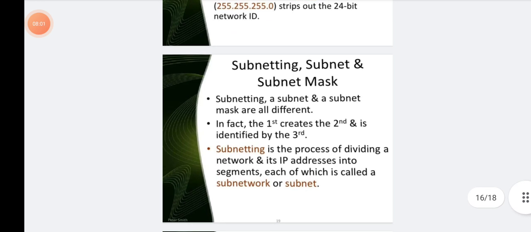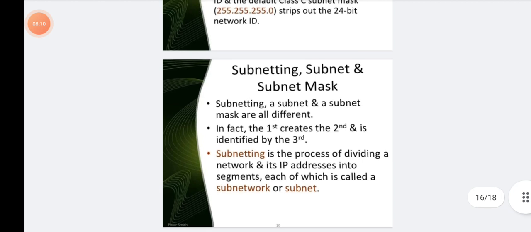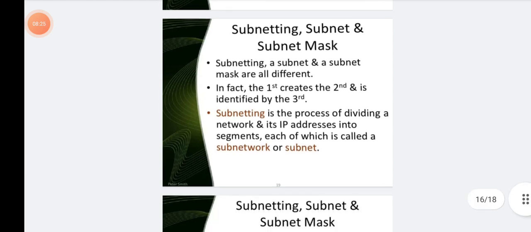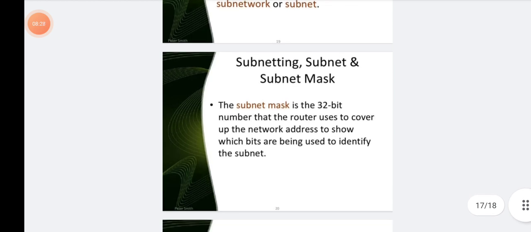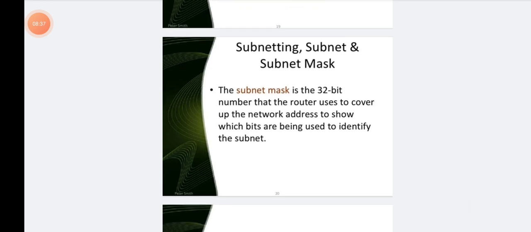Coming to subnet and subnet mask. Subnetting and subnet masks are all different. In fact, the first creates and the second is identified by the third. Subnetting is a process of dividing a network and its IP address into segments, each of which is called a subnetwork or a subnet. The subnet mask is a 32-bit number that a router uses to cover up the network address to show which bits are being used to identify the subnet.